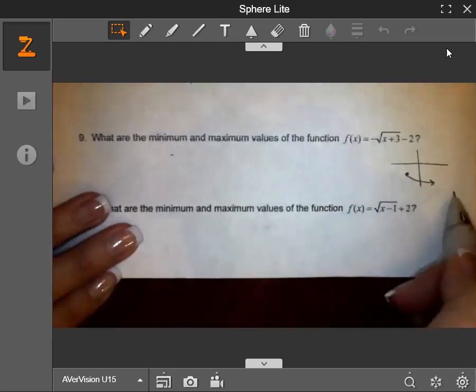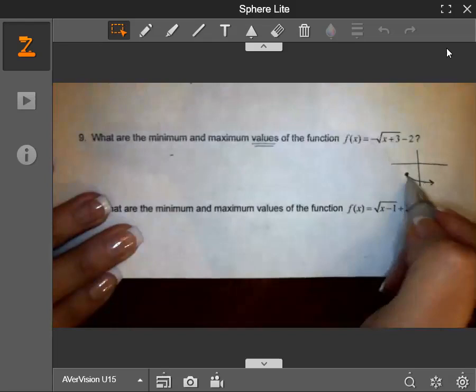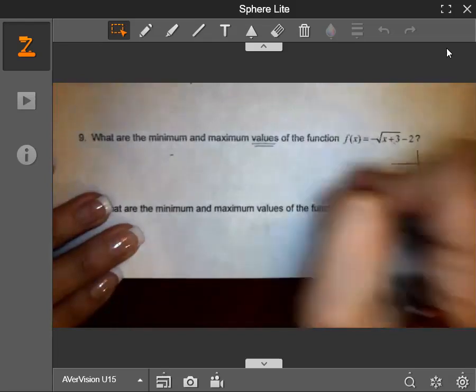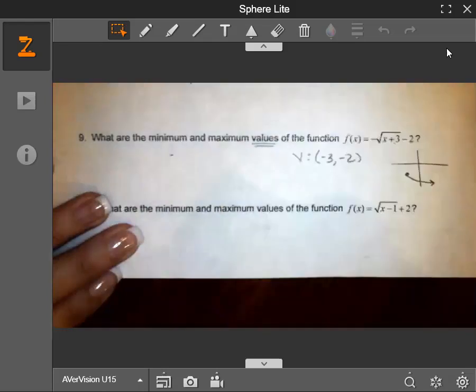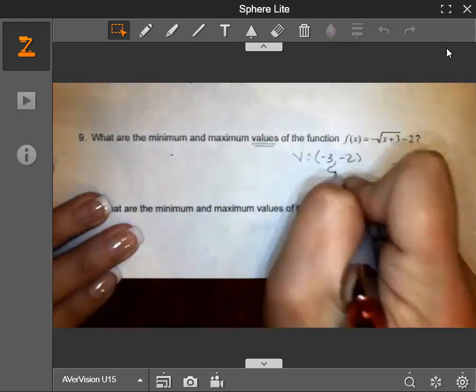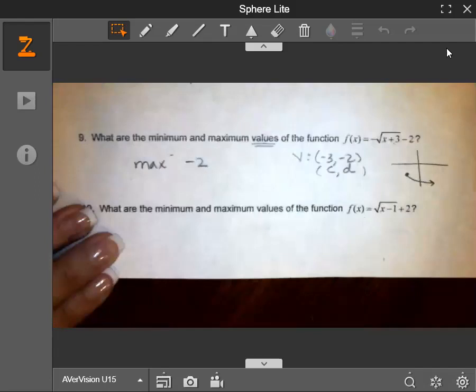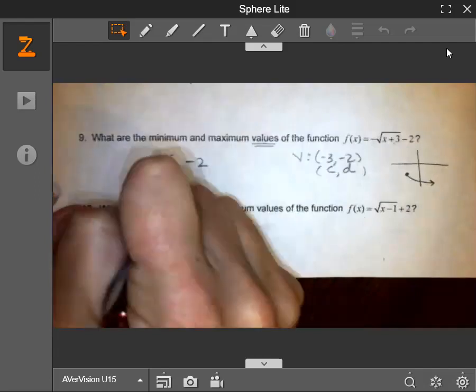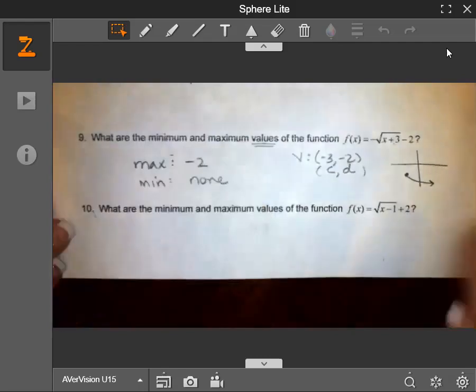And when it talks about the value of a function, it's talking about the y. So our y here, we said that vertex is going to be that part right there. So the vertex would be -3, -2. That's the CD. But the value is the y. So the max here would be -2. And the min would be none because it goes down forever. So it does not have a minimum.